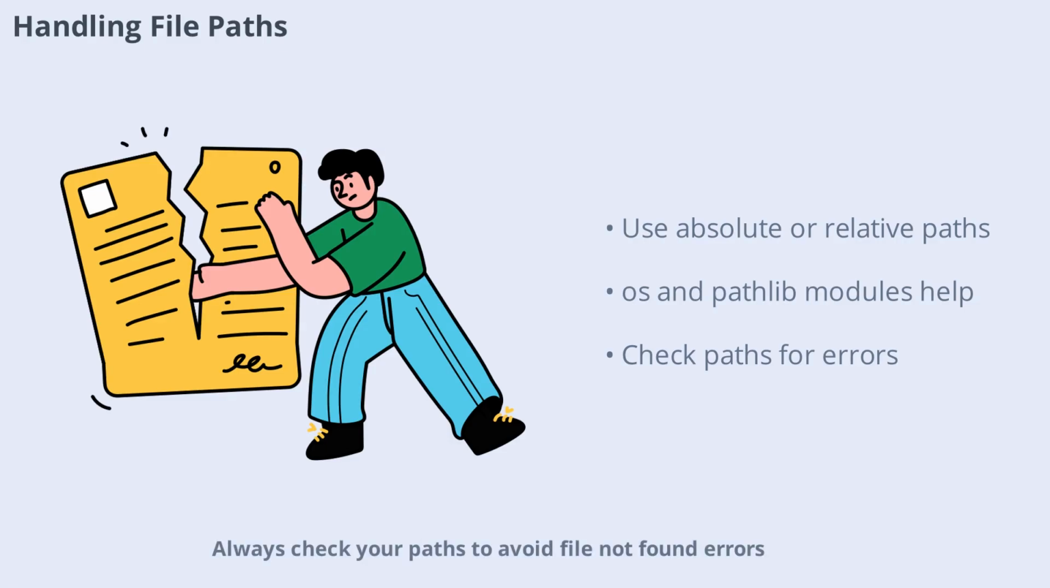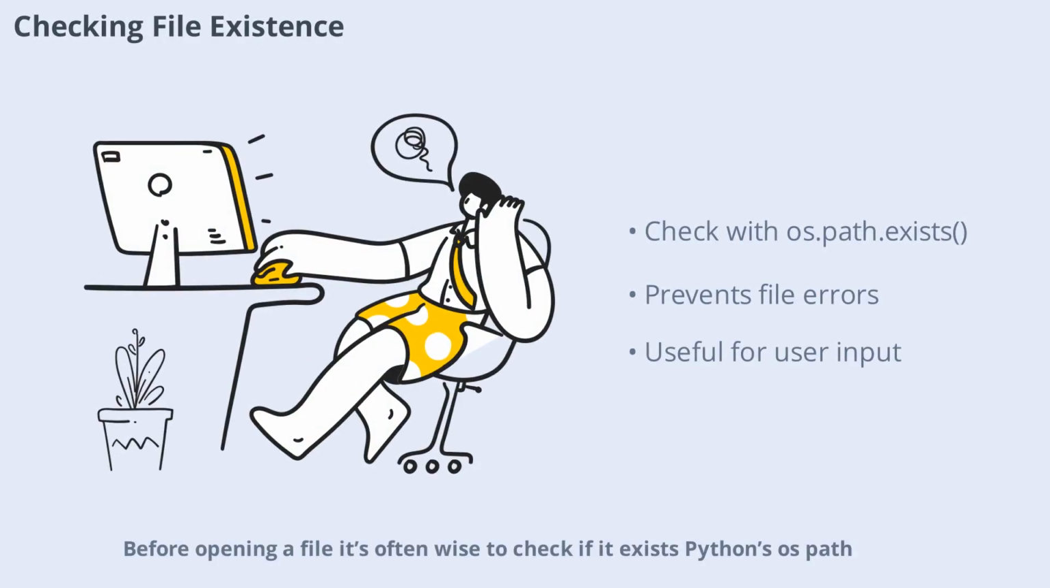Always check your paths to avoid file not found errors. Before opening a file, it's often wise to check if it exists. Python's os.path.exists or pathlib Path.exists methods can help you verify a file's presence. This prevents errors when trying to read or write to non-existent files. Checking for existence is especially useful when working with user input or external data sources.